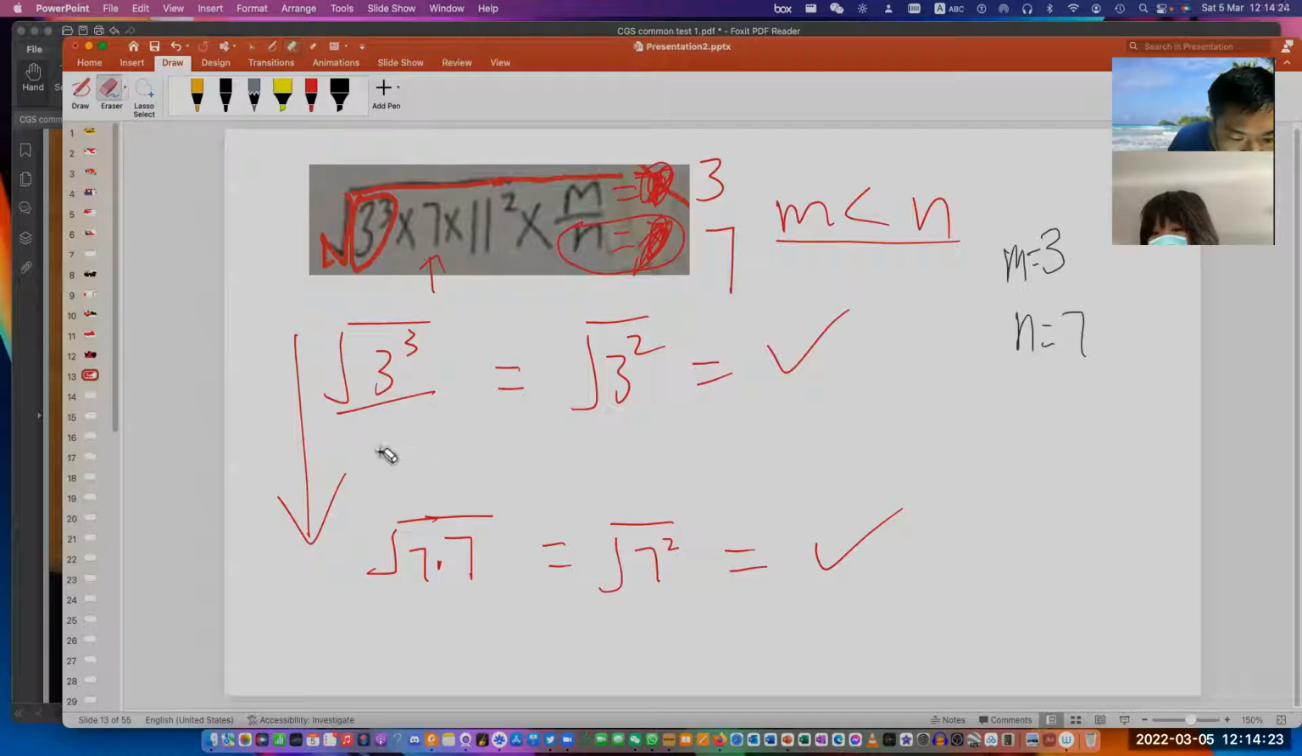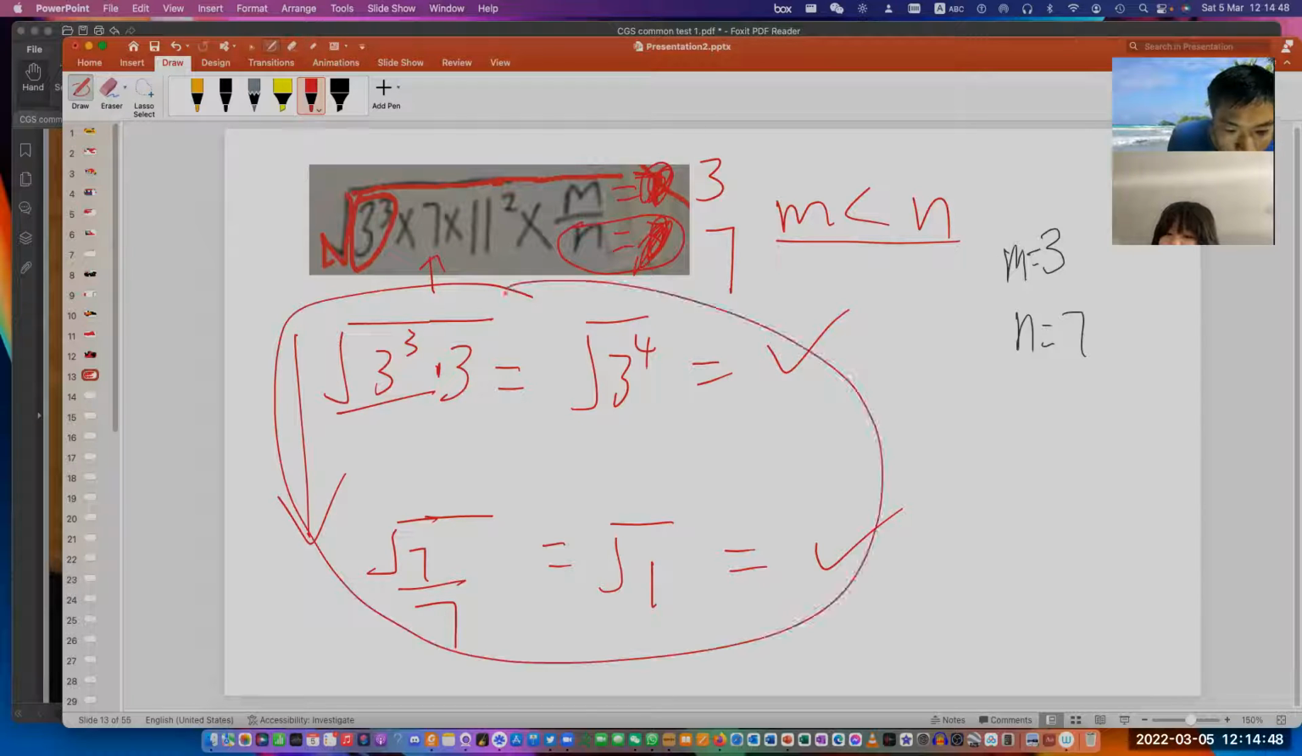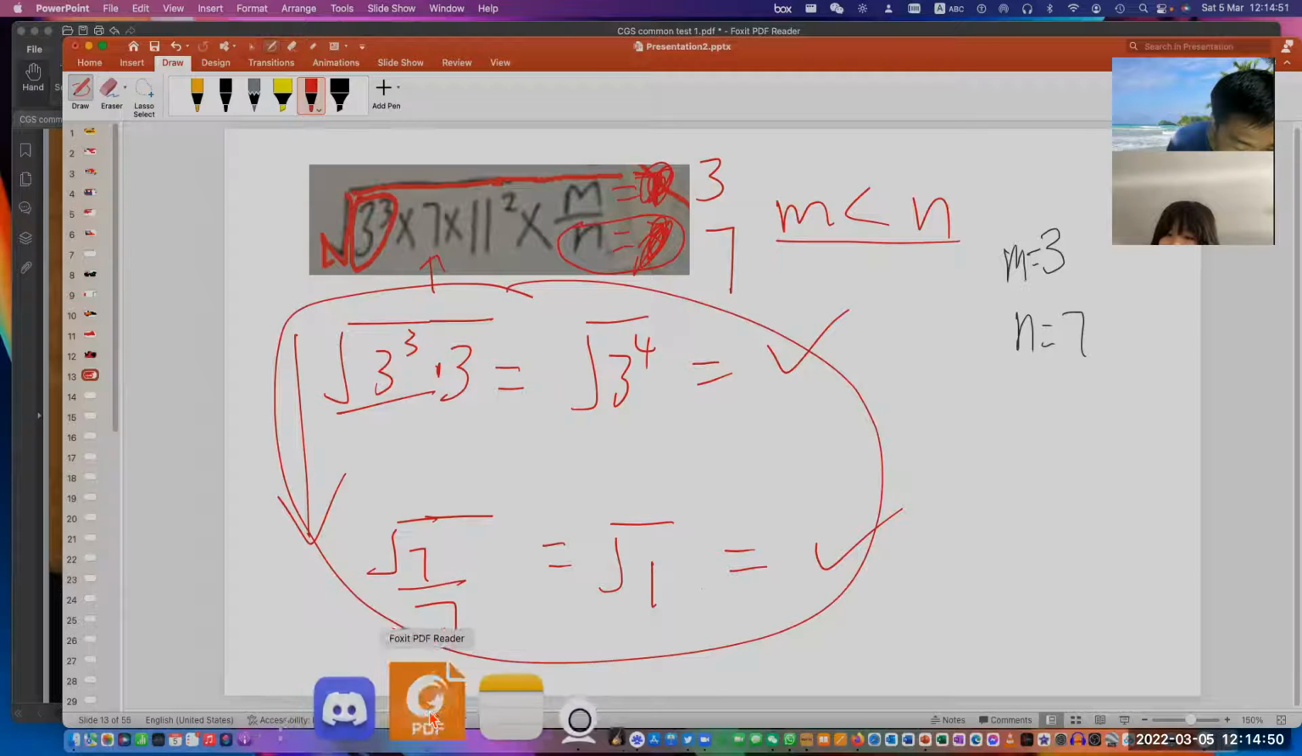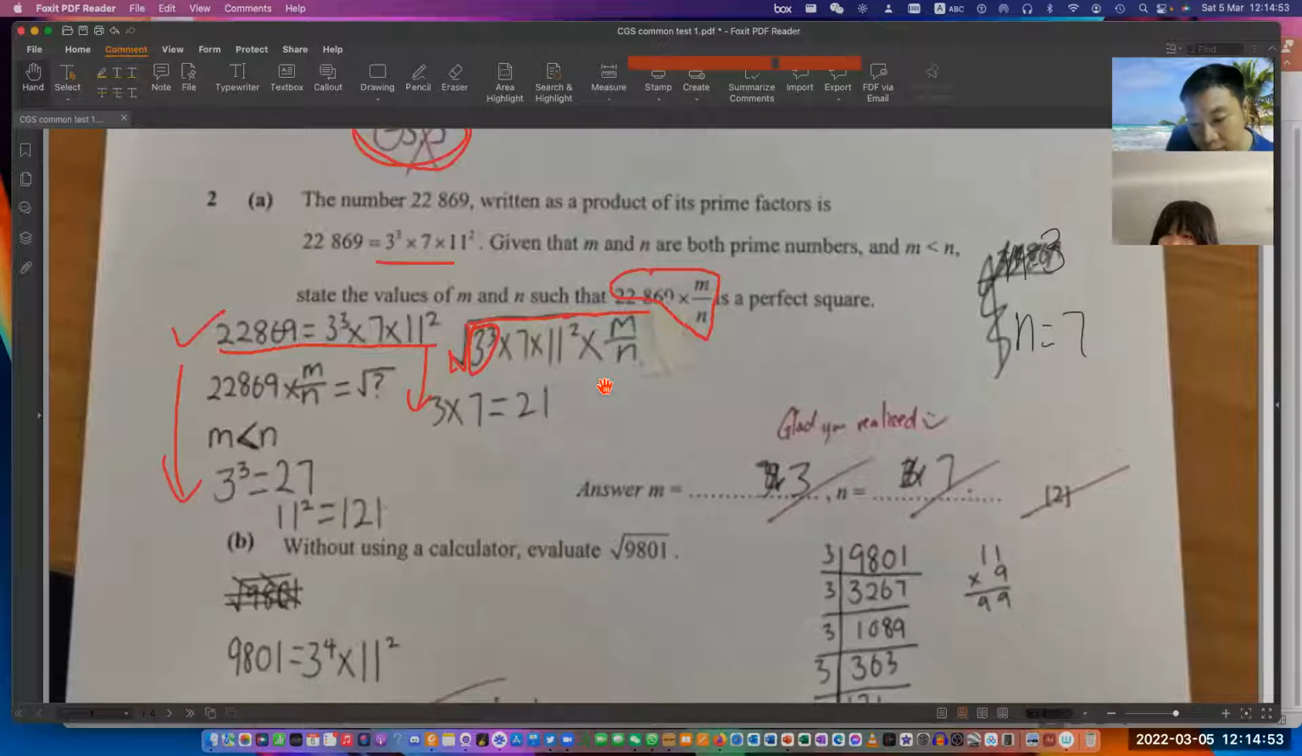Okay. So instead of getting rid of the 3, you give it a 3. 3 to the power 4. Instead of giving it a 7, you get rid of the 7. So this is your working. This is supposed to be your working, and you did not show this working. And that's why I say you are lucky to get the 2 marks here. You are lucky.